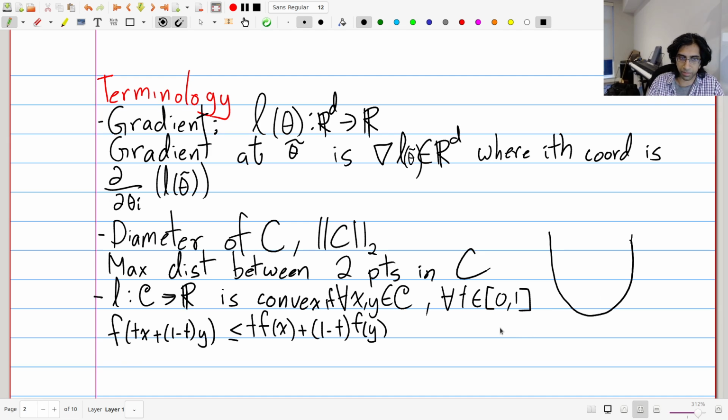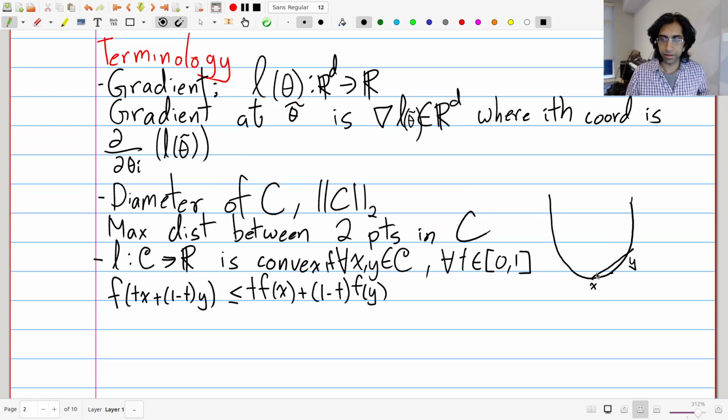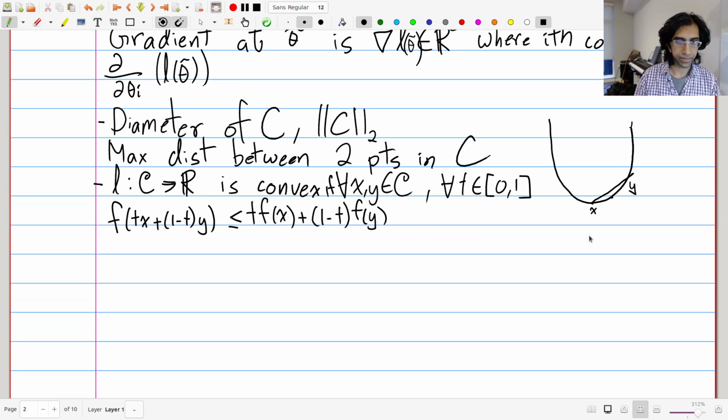So that essentially says that if you take a look at the value of the function at a point, say here, it will be less than the linear combination of its endpoints. For example, if this is x and this is y, then the linear combination of the function values at these points is going to be greater than or equal to the function at a linear combination of these values. So I draw this picture all the time, and this is how I remember what convexity is, and which way the inequality goes. That's an important concept also in machine learning.